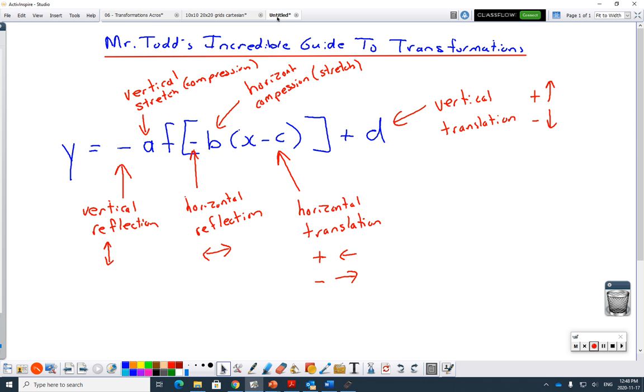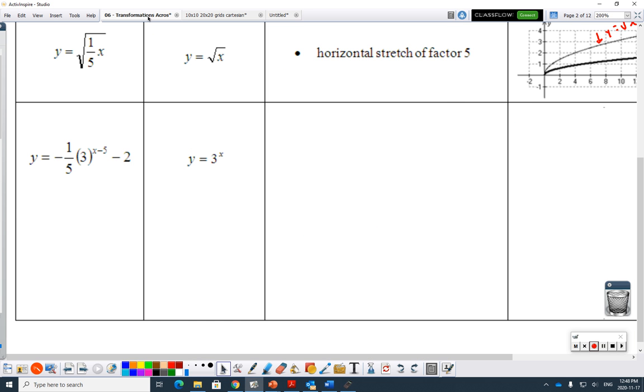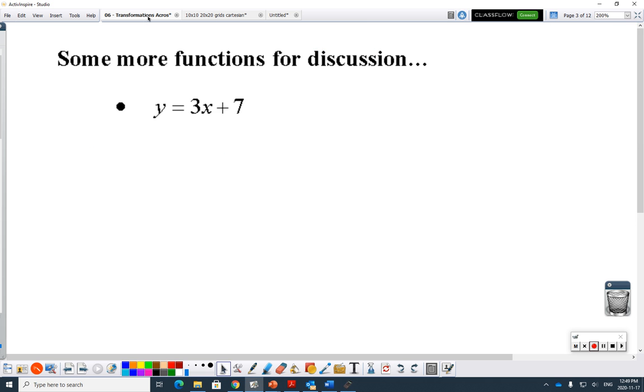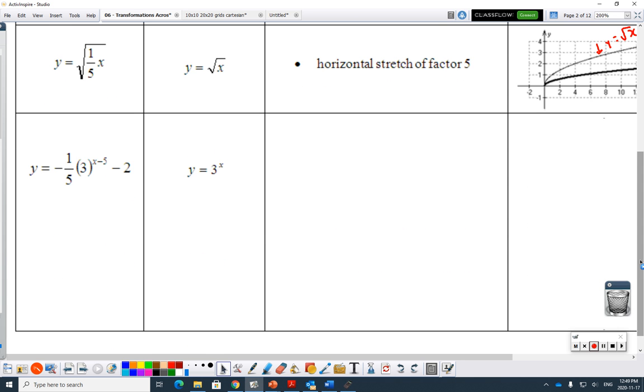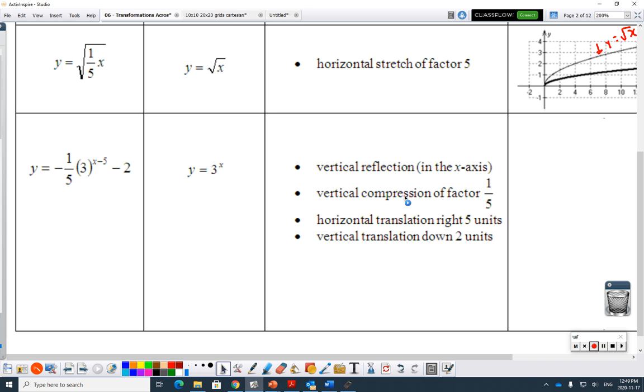A negative out front means a vertical reflection. A 1/5 out front, it's outside the function, so it does what we would expect. 1/5 would compress it. A -5 inside does the opposite of what we think, so it goes right 5 instead of left 5. And then -2 out there is down 2. So I've listed them all. There's the 4 transformations we have to get ready for.